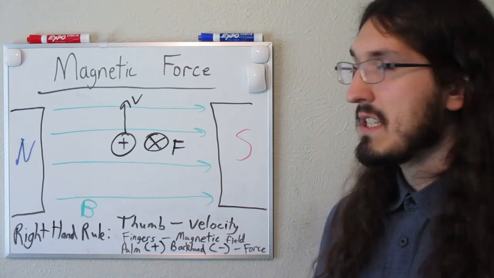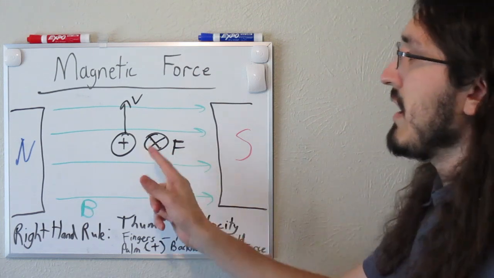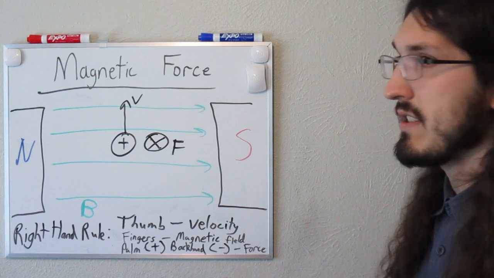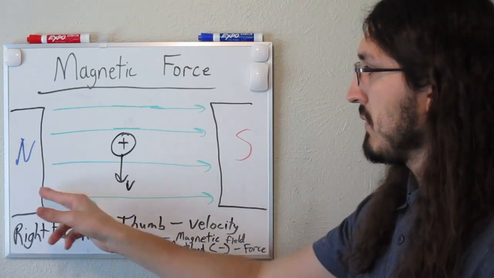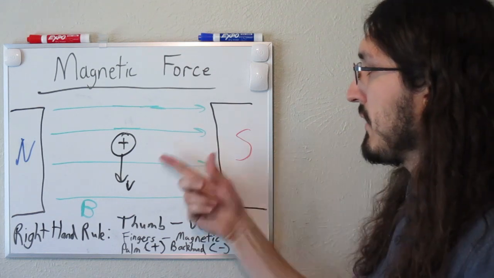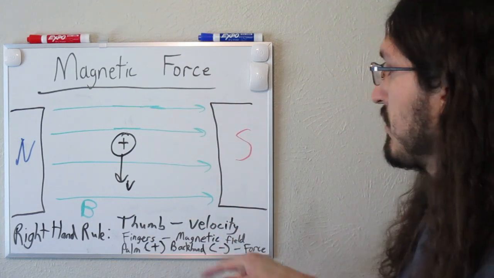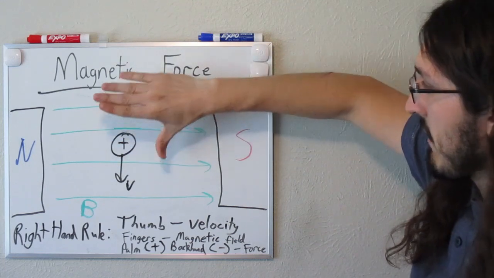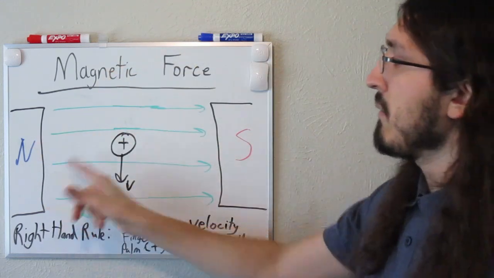Let's run through the hypothetical situation where instead of the charge moving up, it was moving down. And let's see how that changes things. My magnetic field is still going from left to right. I still have a positive charge, but now my velocity is pointing down. So I'm going to point my thumb downward with my right hand, and I need to make my fingers point from left to right.